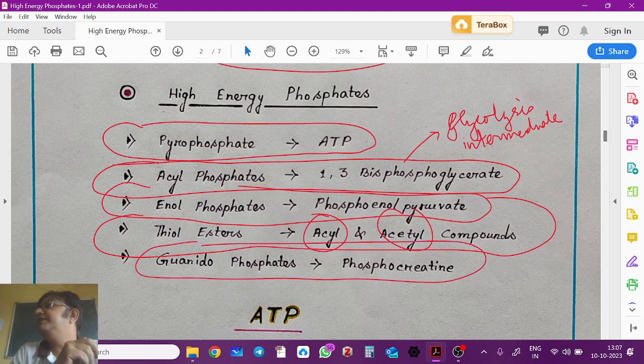Then you have the guanidophosphates, phosphocreatine. In muscles, ATP depletes, so the phosphocreatine in the muscles breaks. The phosphate is taken, the energy is taken, and with too much exercise you have accumulation of creatinine in the blood. If your kidneys don't work properly, this creatinine level will go up. Even if you are exercising hard, your creatinine level rises, but if your kidney is working fine, it removes it. If you take additional creatine, it will increase. There are creatine supplements.